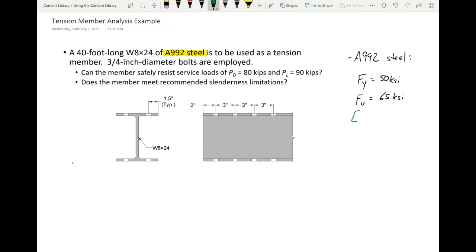Keep in mind, I'm getting that from Table 2-4 on page 2-48. This is one of those sections that you'll want to place a bookmark or a tab in your manual because we are going to use this pretty regularly. If you're looking at this table, A992 steel is near the bottom. Is there anybody that isn't able to find that? Don't hesitate to tell me, I want to make sure that you can.